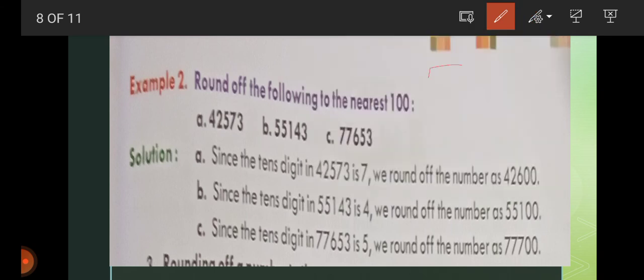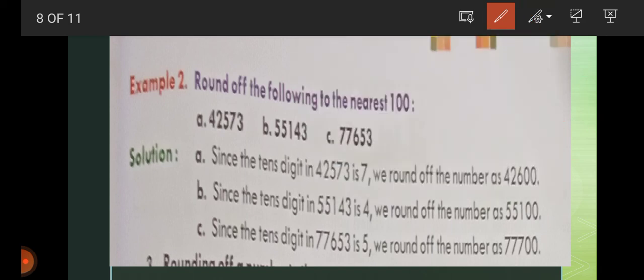Now in the next case, 55,143. Again you have to check the tens digit. It is less than 5, so no change at 100 place. Put 0 at tens place, put 0 at ones place. 1000 place will remain the same, 10,000 place will remain the same.